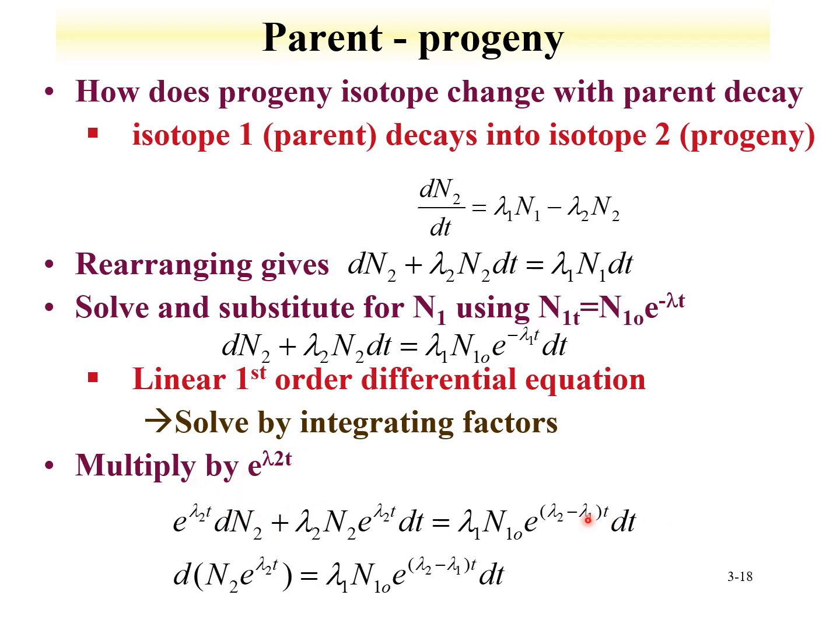The equation then becomes what we see here, where we get the change of N2 e to the lambda 2t is equal to lambda 1, the initial amount of isotope 1, e to the lambda 2 minus lambda 1 t, with respect to time. So we've gone through the equations. We now have this equation, which we further treat to reach our final equation.